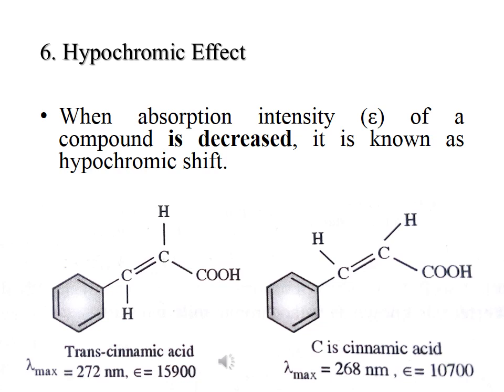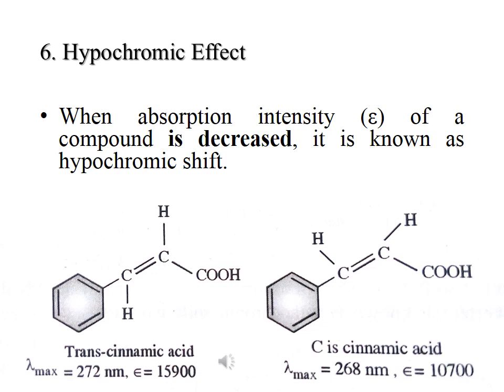The last effect is the hypochromic effect. Hypochromic effect means the decrease in the intensity of radiation. Basically, the hypochromic effect occurs due to the change in the geometry of the molecule. If there is a change in the geometry of the molecule, then the decrease in intensity takes place. For example, this trans-cinnamic acid.